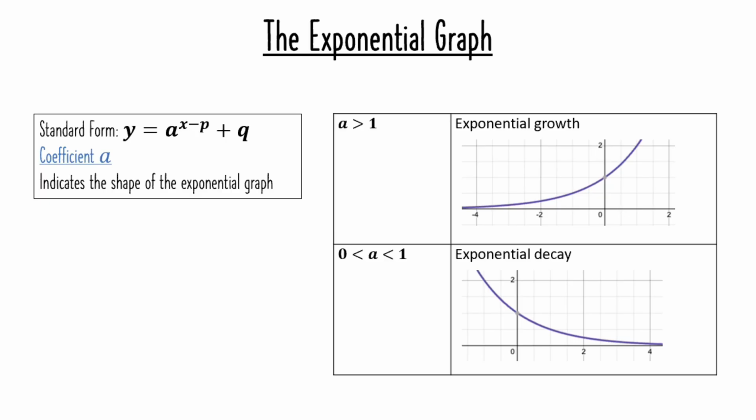So the standard form is y equals a to the power of x minus p plus q. Let's discuss the coefficient a. It indicates the shape of the exponential graph. If a is more than 1, it means that there is exponential growth and the graph increases as x increases. If a falls between 0 and 1, it represents exponential decay. It means that the graph decreases as x increases.